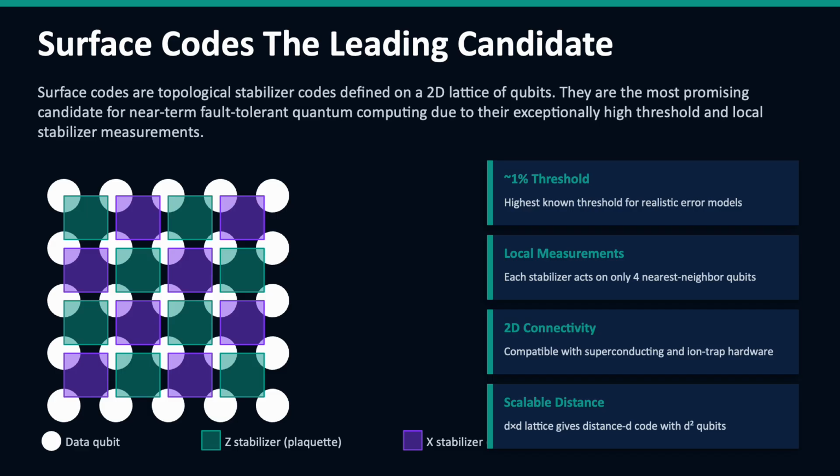Understanding why surface codes are special requires appreciating both their theoretical properties and their engineering advantages. Surface codes are defined as a flat two-dimensional grid of qubits where neighboring qubits interact with each other to perform error checks. This local connectivity is enormously important from an engineering perspective.